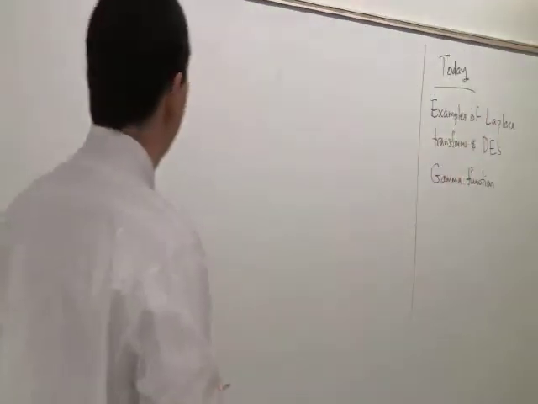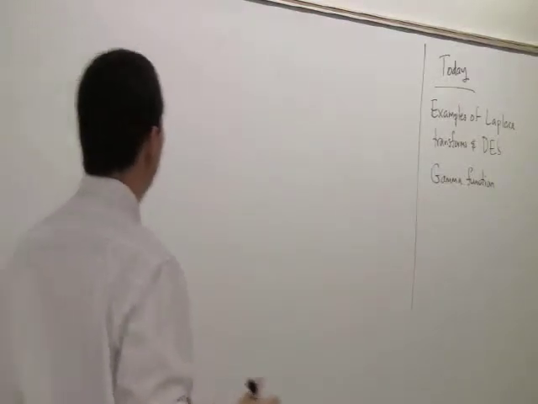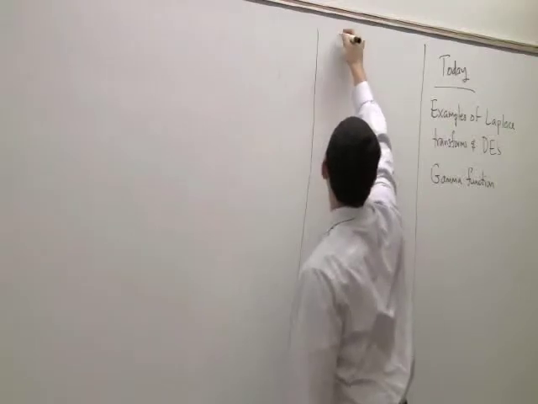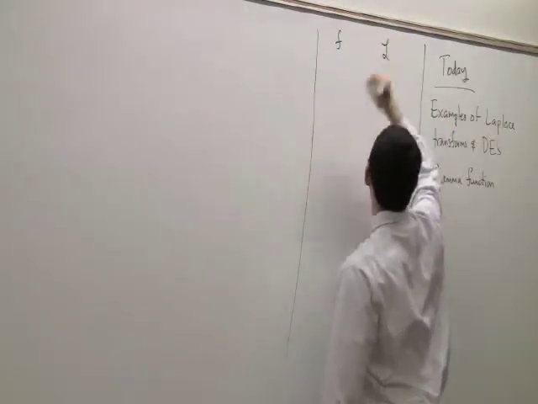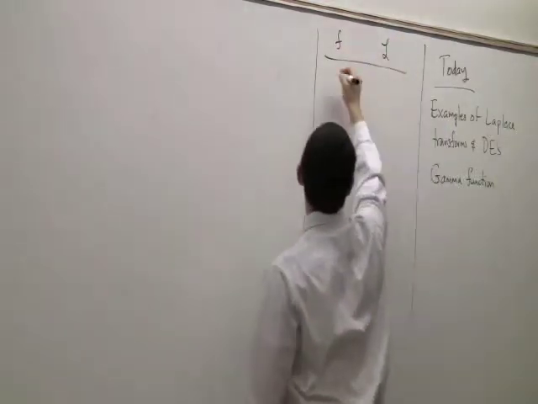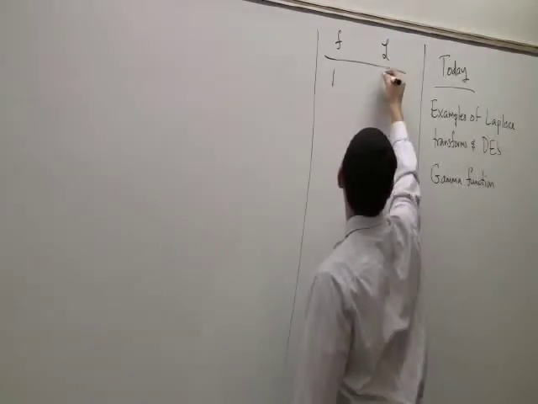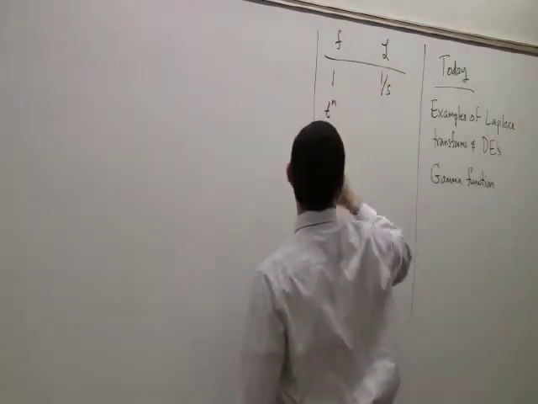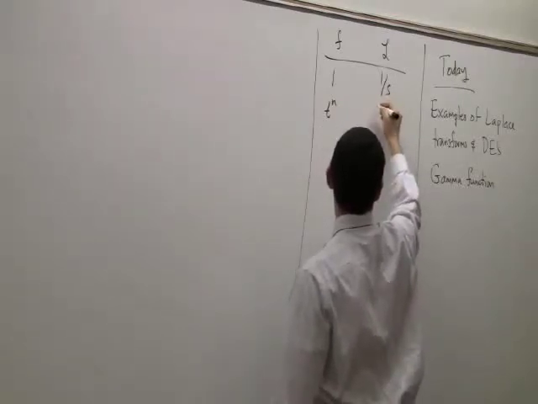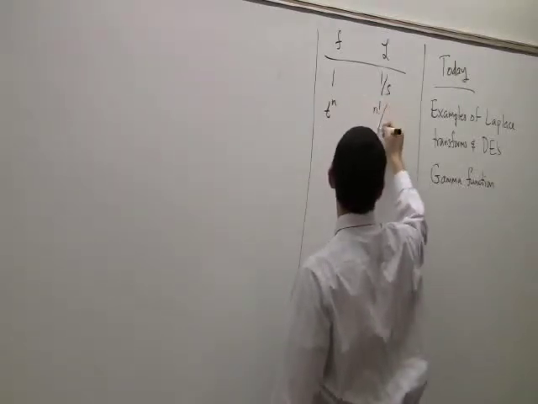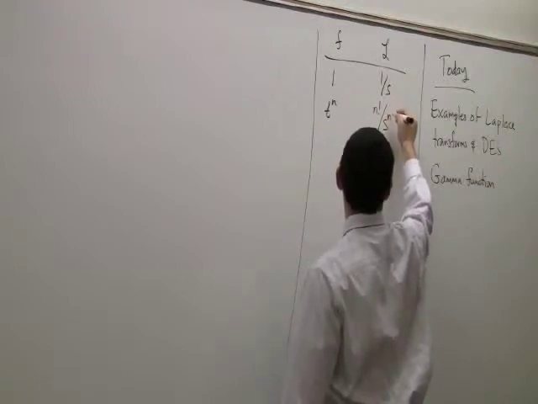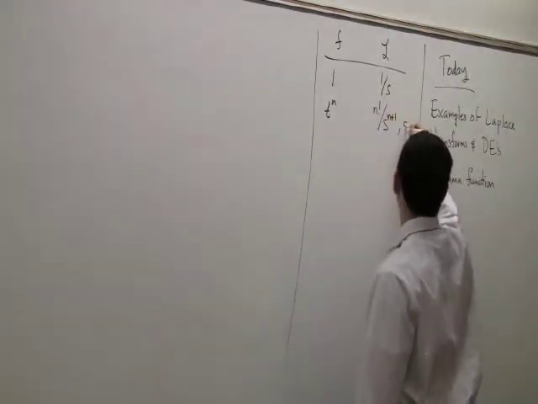Let's see. So we need to probably remember our table quickly. So 1 over s. Okay, and then t to the n was n factorial over s to the n plus 1. There we go. And s is greater than 0.